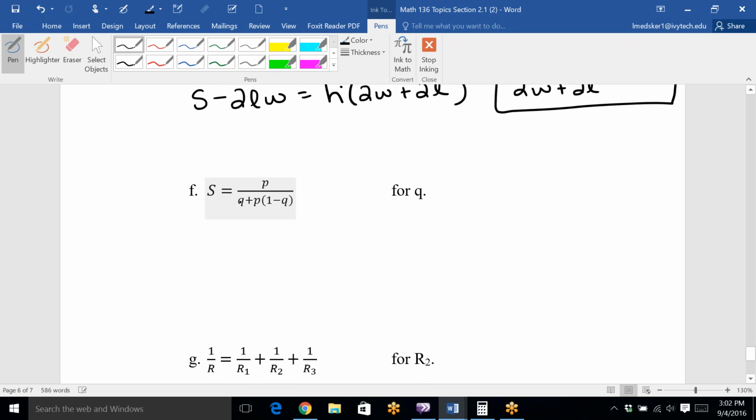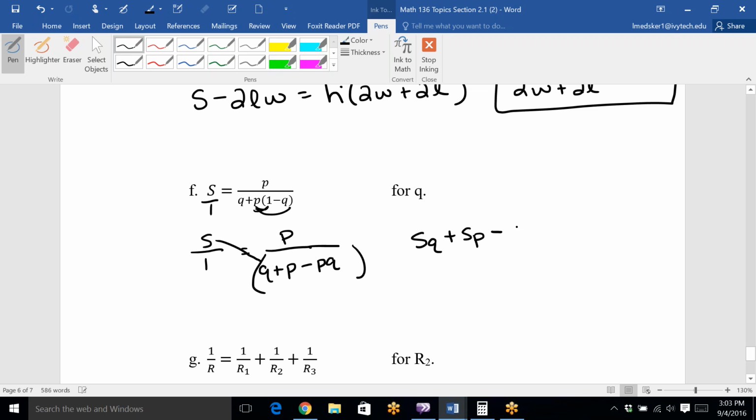For this next one, I would do this FOIL first probably before just trying to do cross multiplication. So this would be Q plus P minus PQ. So there's actually 3 terms in the denominator. So when we go to multiply this, S is going to go to all 3 of them. So that would be SQ plus SP minus SPQ. And this side is just P times 1, so that's P.